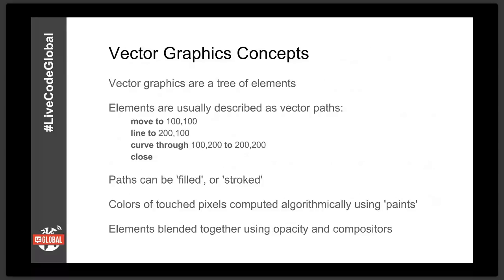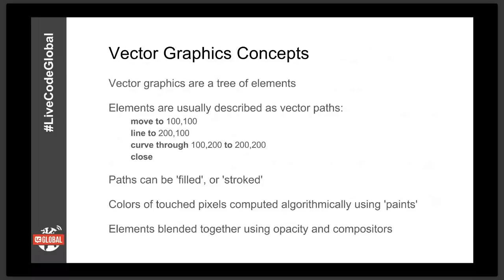So you move to a point. You can then draw a line to a point. You can then draw a curve through points. They're usually Bezier curves, either quadratic or cubic, which means you have one or two control points. And then usually vector paths have this idea of subpaths. You can actually have multiple subpaths in a single path, and they are filled depending on the direction of the paths in relation to each other and depending on a rule.